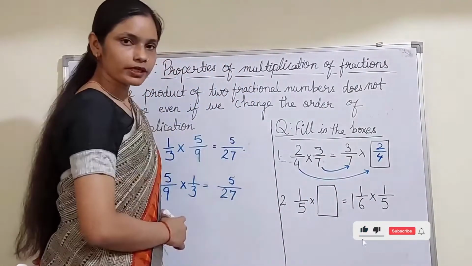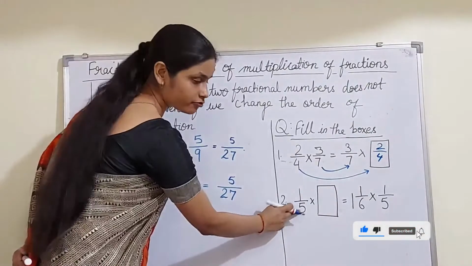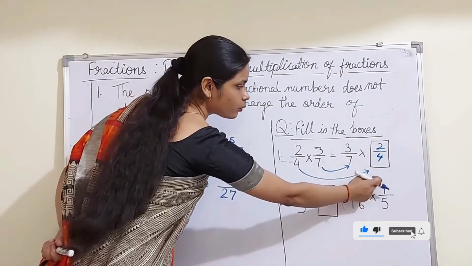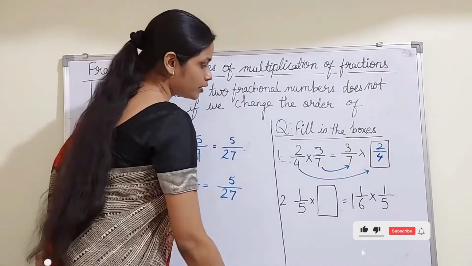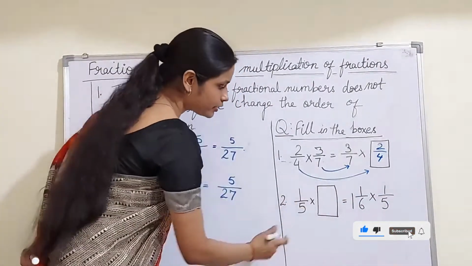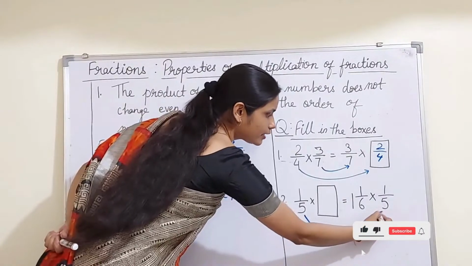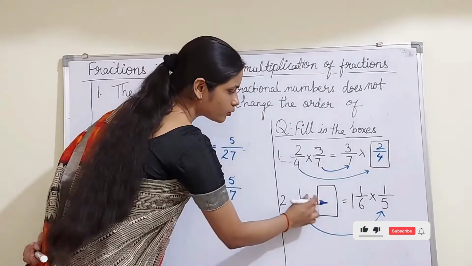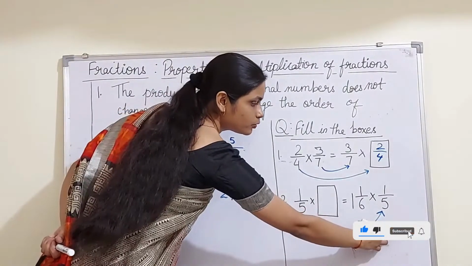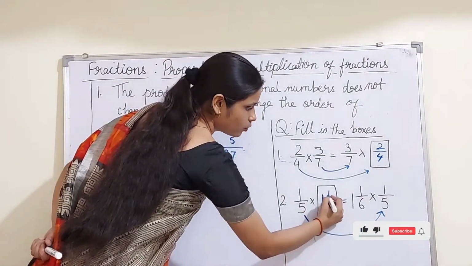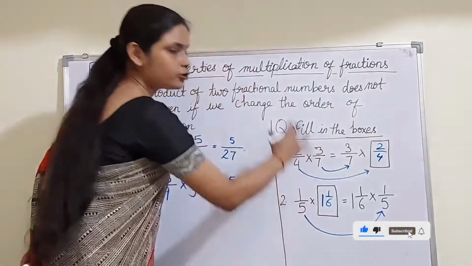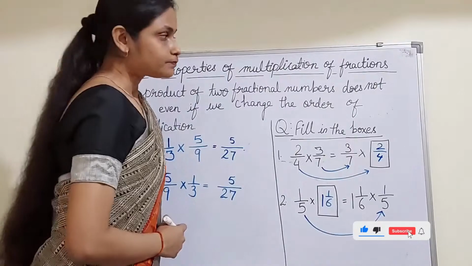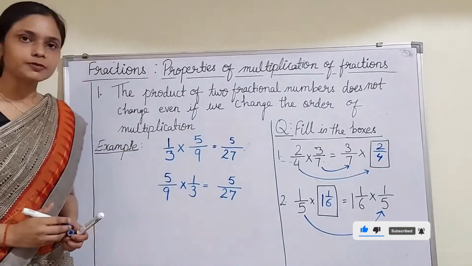Now let us do one more question. Here 1 by 5 multiplied by a missing number is equal to 1 whole 1 by 6 into 1 by 5. Now check which fraction is already there. 1 by 5 is on this side and it is on the right hand side also. What is missing here? This number should be written here, only then the left hand side will be equal to the right hand side. So it will be 1 whole 1 by 6. So simply by using the property of multiplication we can solve this question. Now this was all about the first property of multiplication of fractions.